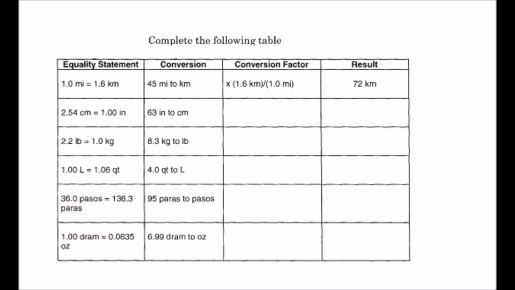What we're given is a problem of converting 63 inches to centimeters, and the equality statement 2.54 centimeters equals 1 inch. What I want to do is set up 63 inches, put over 1, and multiply by my equality statement, 2.54 centimeters per 1 inch. In this way, inches cancel, and I'm left with just a unit of centimeters. The calculator will say 160.02, which when I round to 2 sig figs is equal to 160 centimeters.